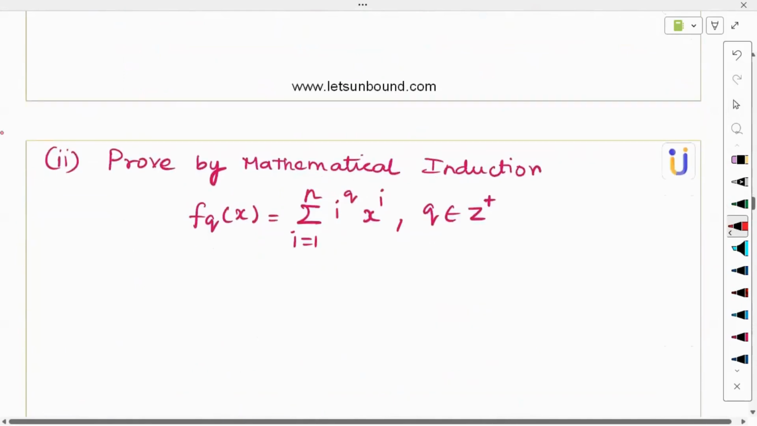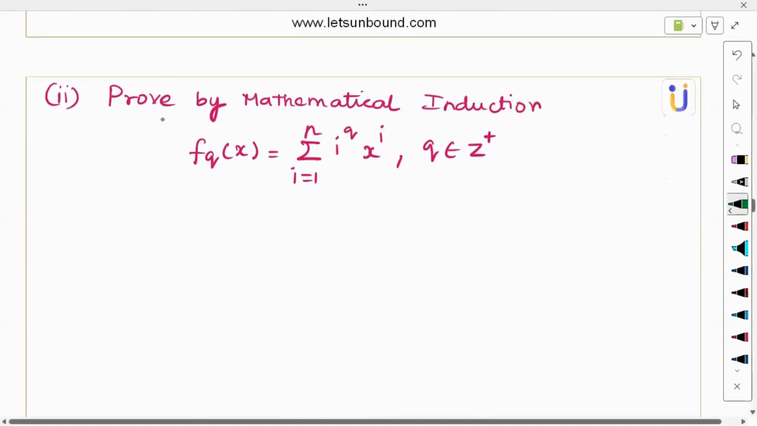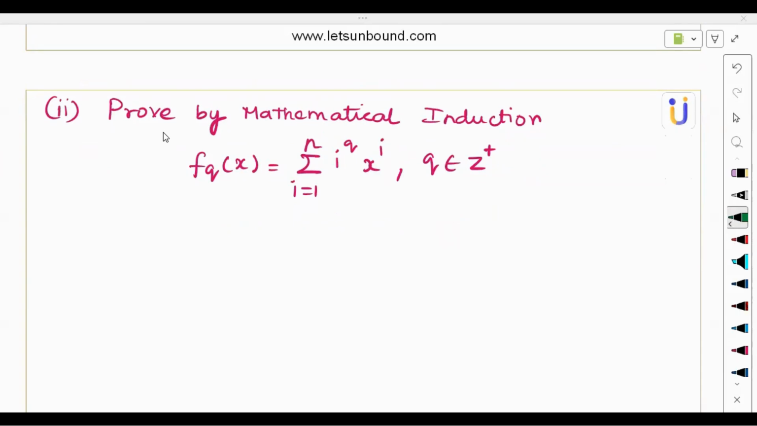Right. Now prove by mathematical induction f q of x is equal to sigma I is equal to 1 to n I power q x power I, where q belongs to Z plus. So the same thing what we have proved is for f2 of x. Now we have to generalize this, right? We proved for f1 of x, we proved for 2. Now we are going to generalize, and this is particularly using mathematical induction. So let's get started. The three-way method, right? We have three rules over here. Let's go.